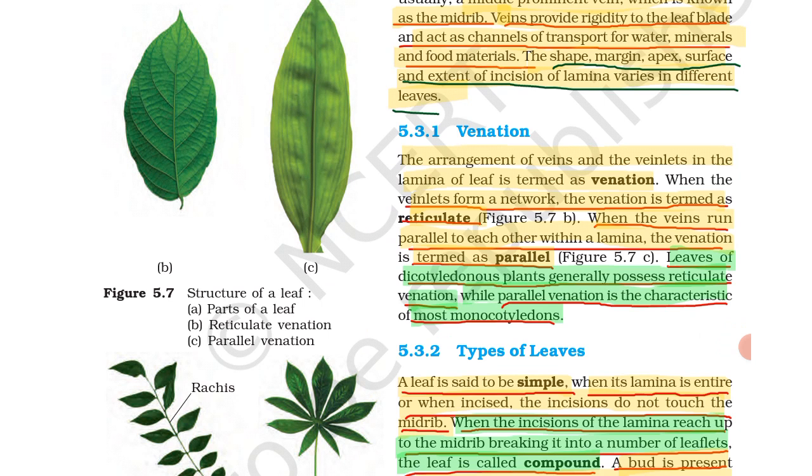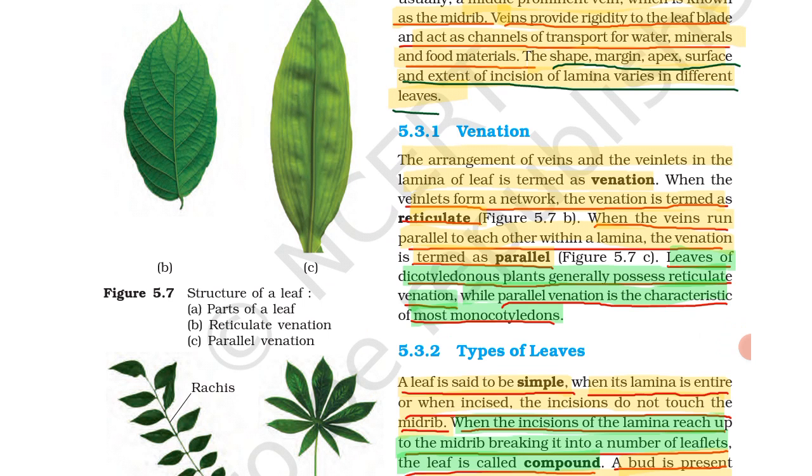So what is meant by venation? The arrangement of veins and veinlets in the lamina of a leaf is termed as venation, and whenever the veinlets form a network, the venation is termed as reticulate venation. So see figure 5.7b, reticulate venation. See the veinlets forming a network, and this venation is called reticulate venation.